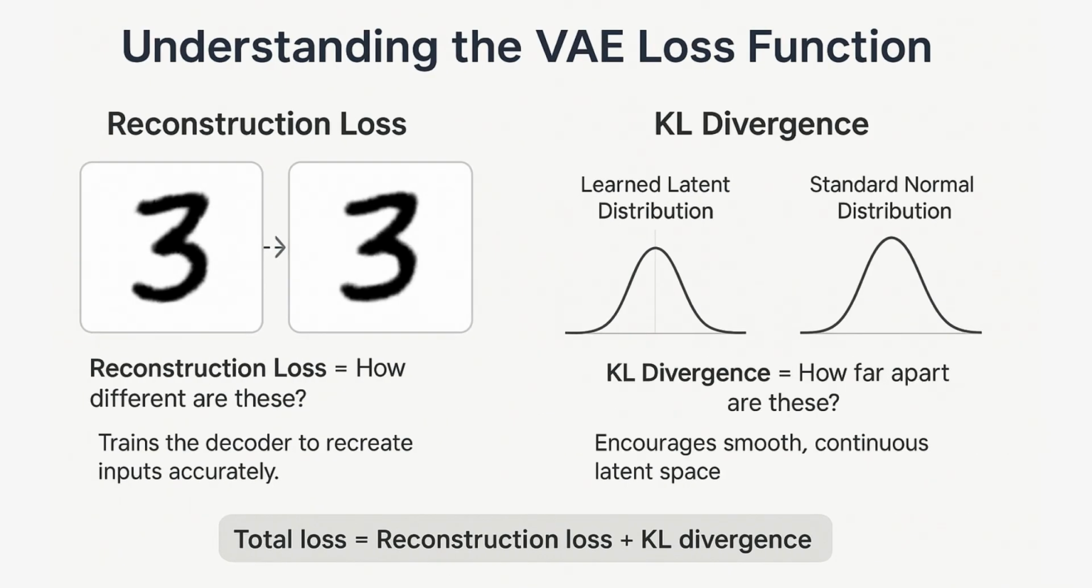The loss function. How does a VAE know if it's doing a good job? That's where the loss function comes in. There are two parts to the VAE loss. Reconstruction loss: how close is the output to the original input? KL divergence: this measures how different the learned distribution is from a normal distribution. We want both to be small: accurate reconstructions, and a tidy latent space.